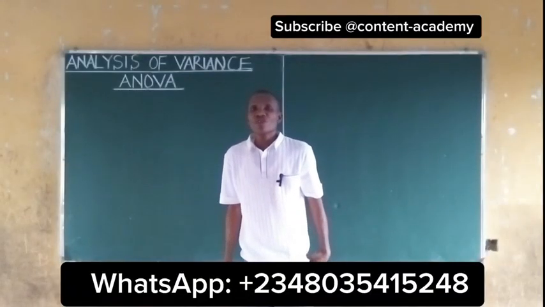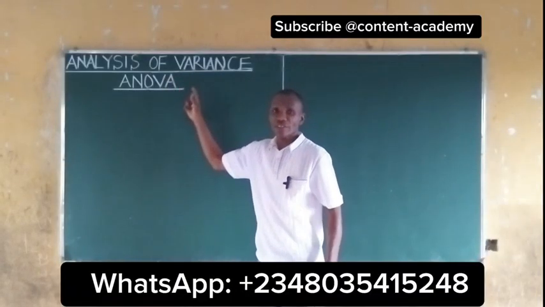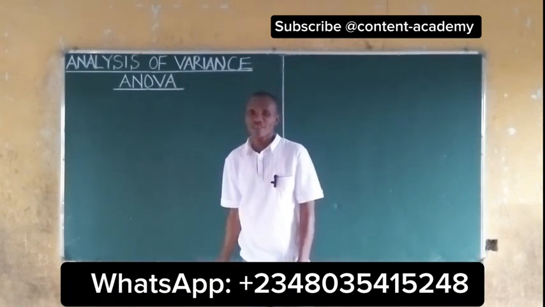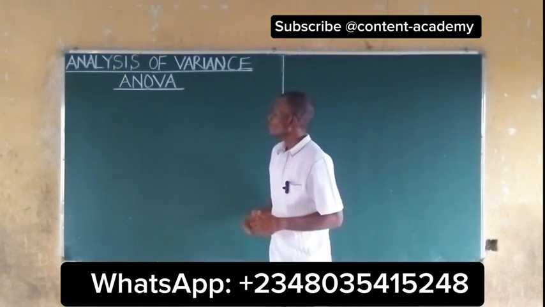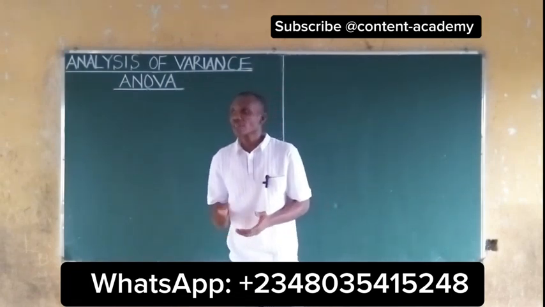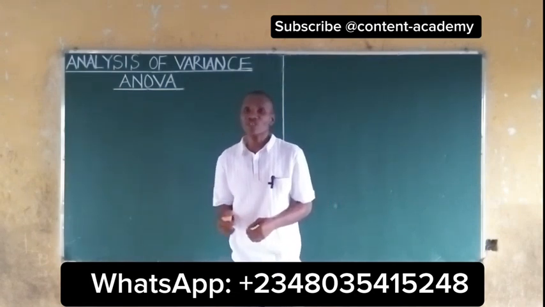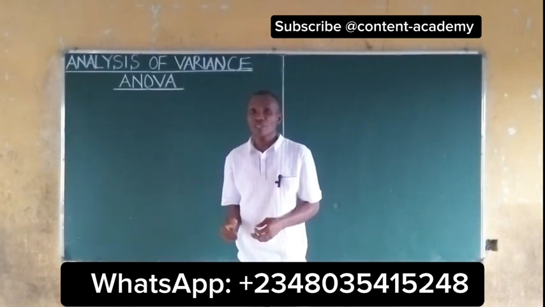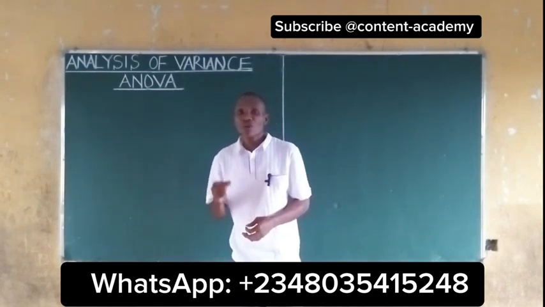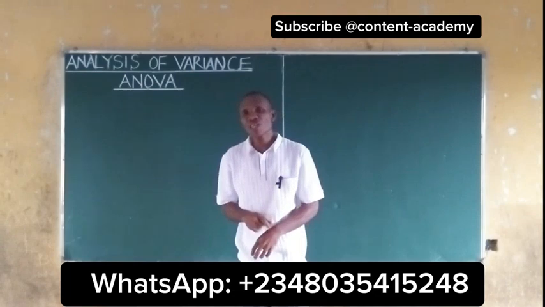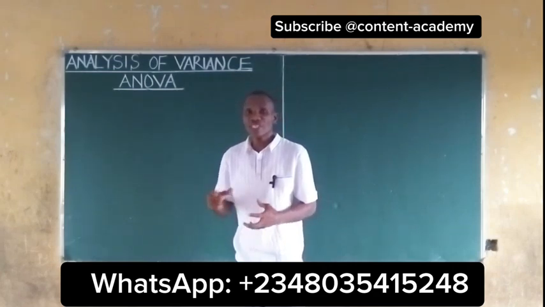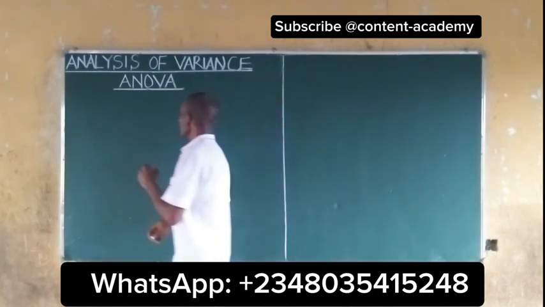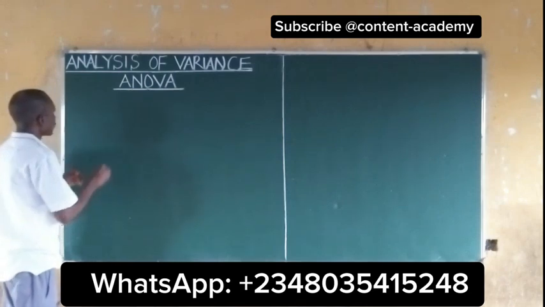In this video, we'll be discussing the analysis of variance, better known as ANOVA, and we'll be talking about the one-way ANOVA table. What is the analysis of variance? The analysis of variance is the collection of statistical models used to analyze differences between groups and variations between and within groups.